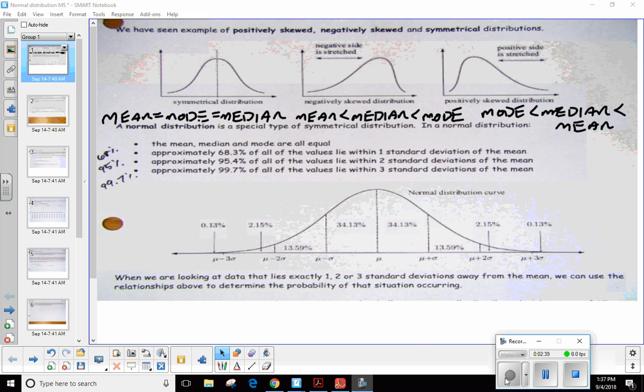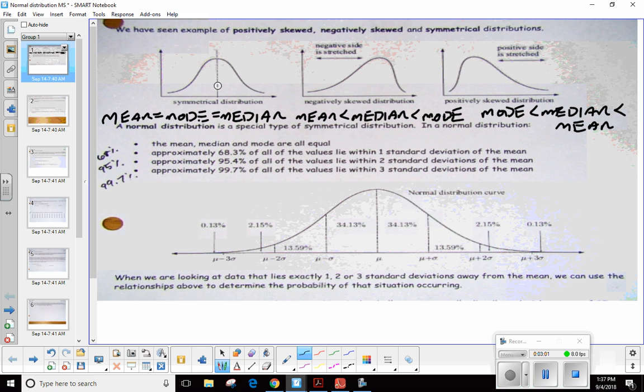All right. Well, let's go ahead and get started. We've seen examples of positively skewed, negatively skewed, and symmetrical distributions. I've talked about them briefly. I haven't gone into them in a whole lot of detail. But on that first assignment, we did see one that was positively skewed. But here's the relationship when you're looking at these types of graphs.